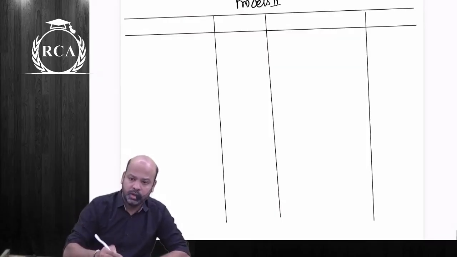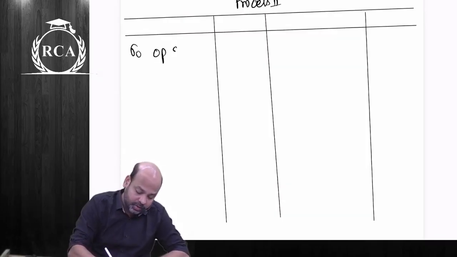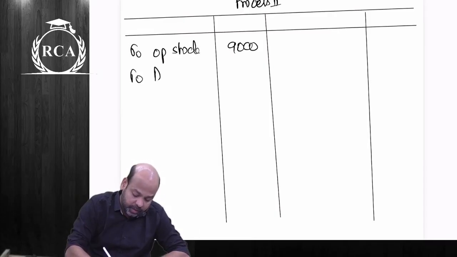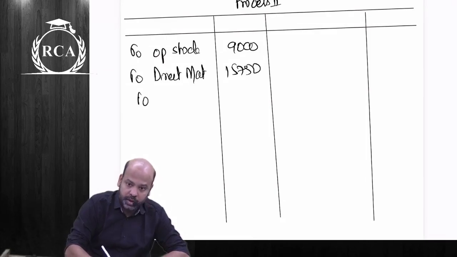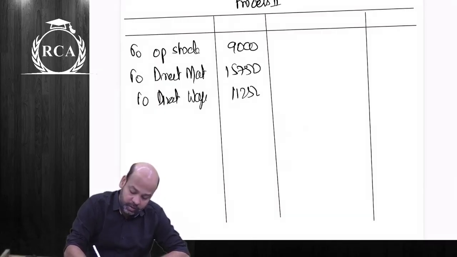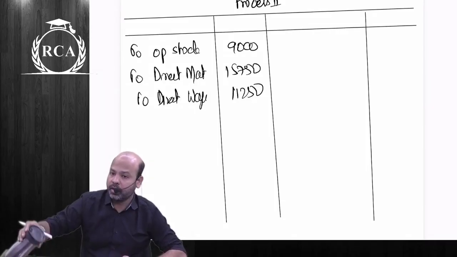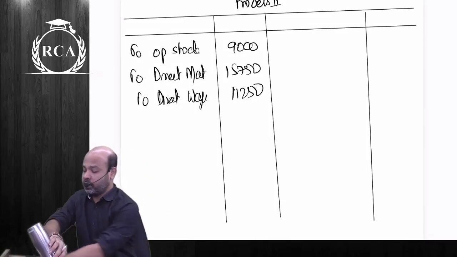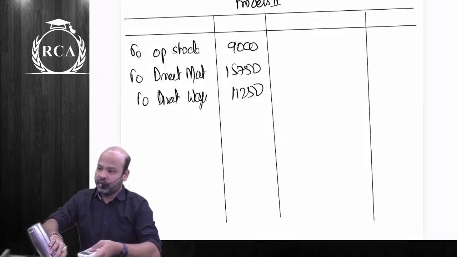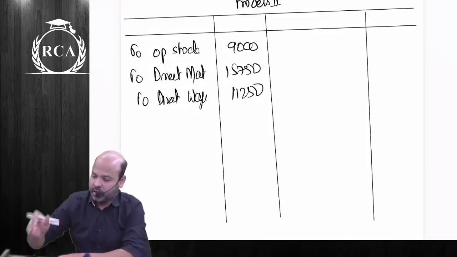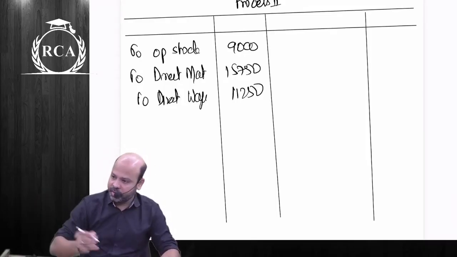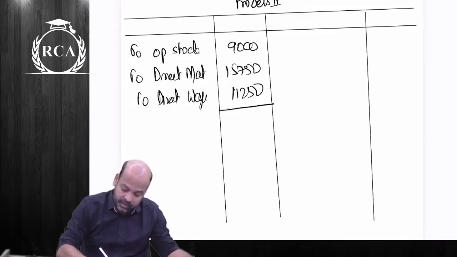Cool. Opening stock, how much in process 2? 9,000. Next. Direct material. 15,750. Direct wages. 11,250. Will you write factory overheads, or are you going to write anything else? We will write prime cost. Yes or no? Continue. How much is the amount of prime cost?